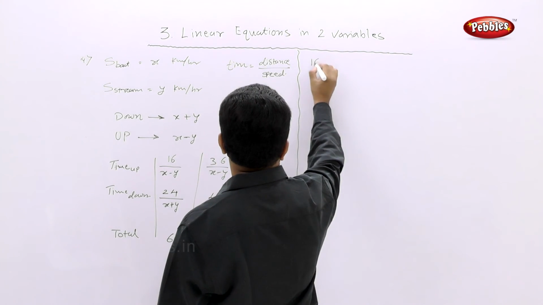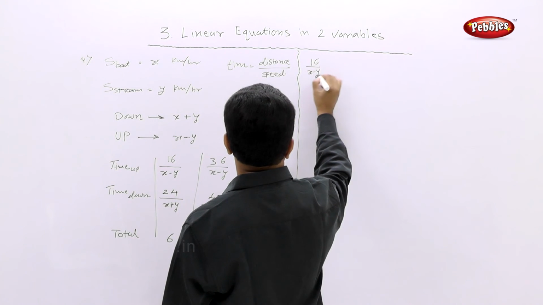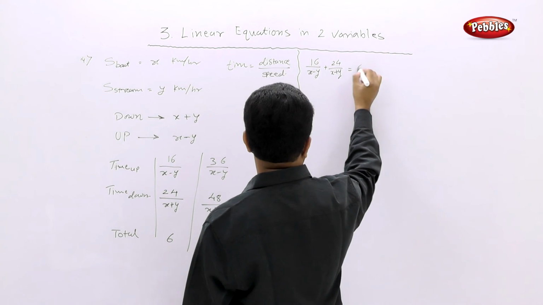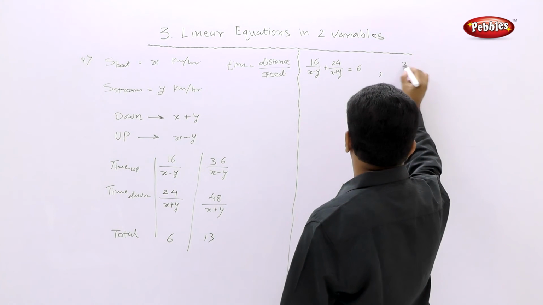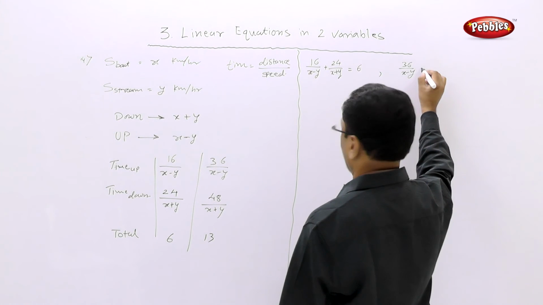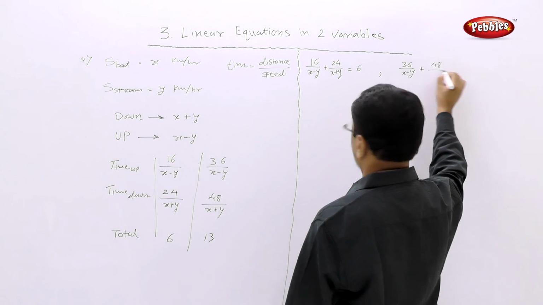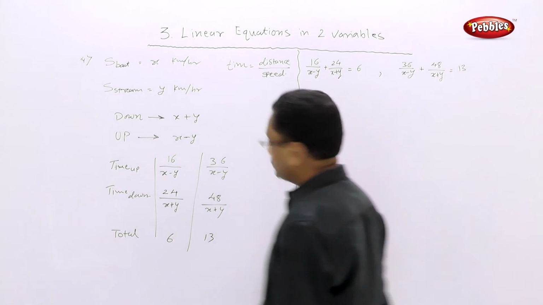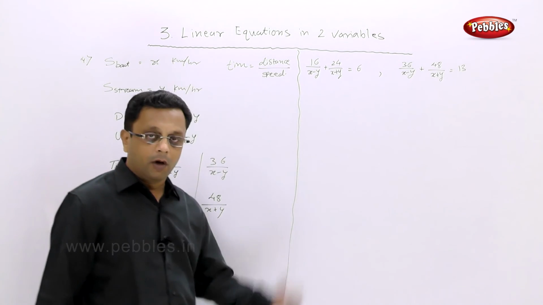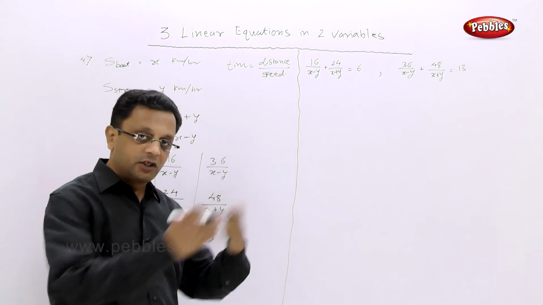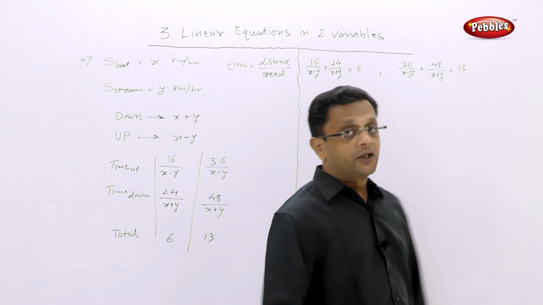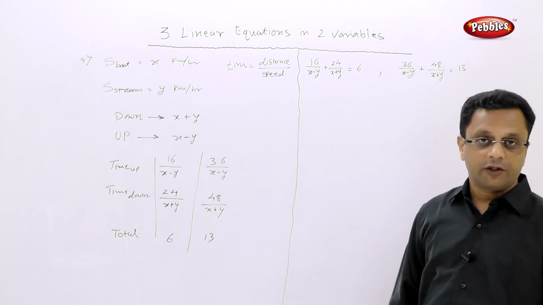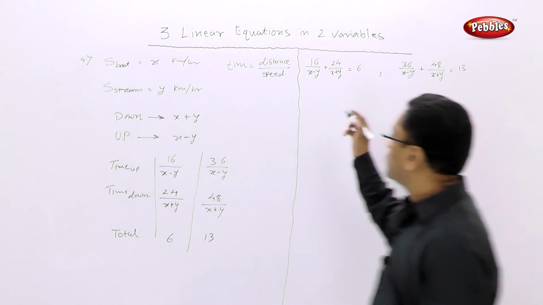We have 16 upon x minus y plus 24 upon x plus y is equal to 6, and we have 36 upon x minus y plus 48 upon x plus y is equal to 13. We have got these two equations. Now how will we solve these equations? Just in the previous topic we have seen the equations reducible to a pair of linear equations in two variables. So how will we proceed?